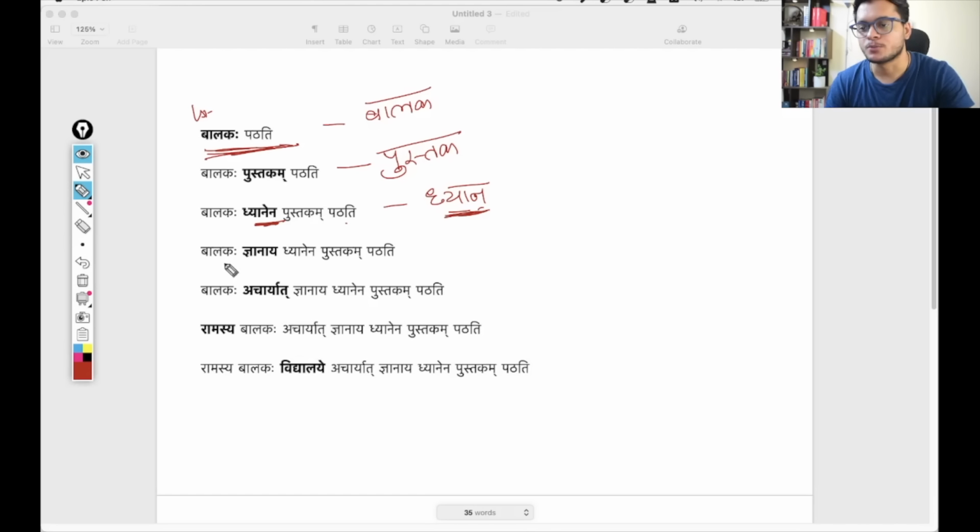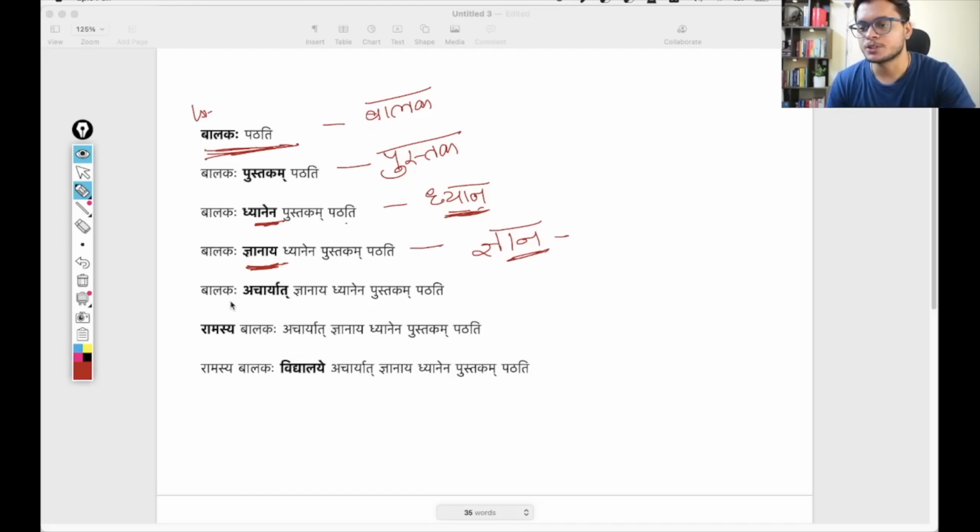Let's add a bit more information. Balakah jnanaye dhyanena pustakam patati. Now this word, jnana, this means knowledge. A lot of you are already familiar with this word, knowledge, jnana. Now the question is, Balak reads book with focus, but for what? So whenever we are doing something for something, that noun changes into the fourth form. That's why jnan becomes jnanai, because the Balak is reading the book with focus for knowledge. So for knowledge. So in that sense, jnan becomes jnanai, right?